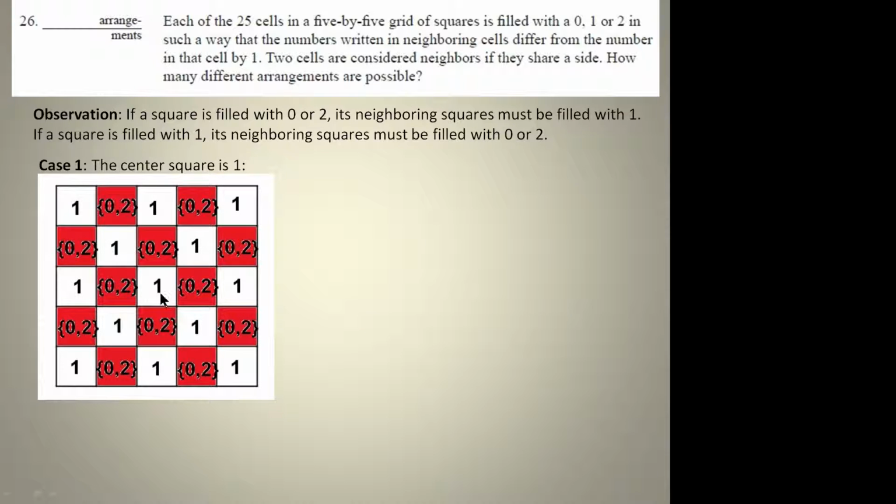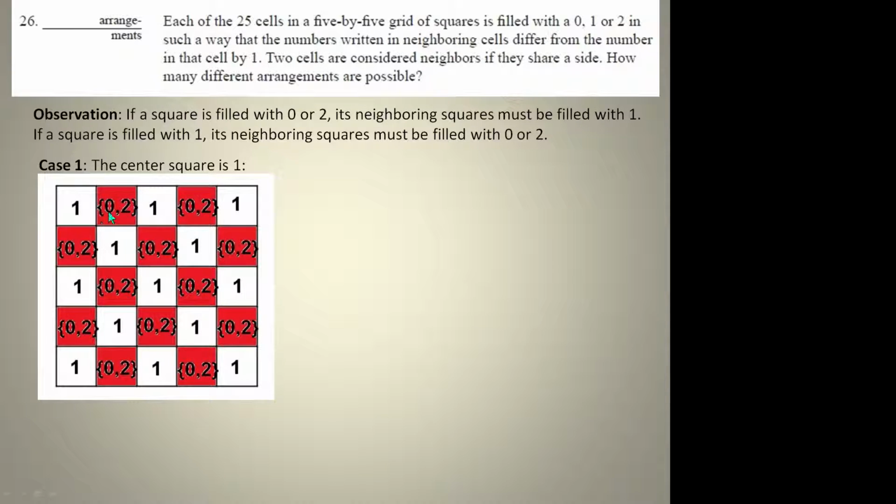If the center square is 1, then the right square, a neighboring square, will be either 0 or 2. If this is 0 or 2, then its neighboring squares will be 1. If this is 1, then those will be 0 or 2. You expand out and you see a pattern like this, a checker pattern.